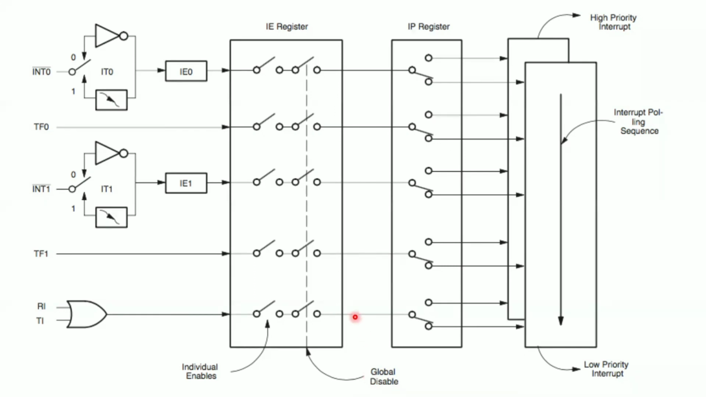This is called global enable, global disable. You know EA, the EA symbol, enable all. If you enable all, it turns on all the interrupts. If you disable this, you cannot get these interrupts at all. And this is your IP register, the priority register, which has the highest priority and the lowest priority. You can switch between the highest priority and the lowest priority.